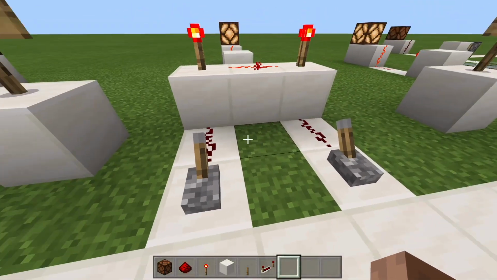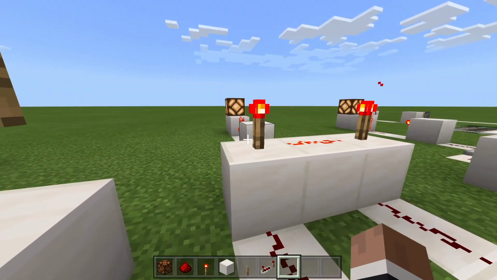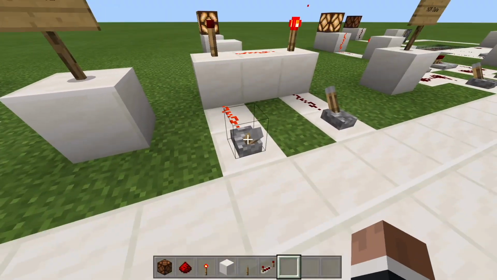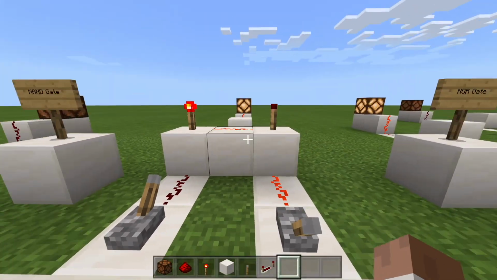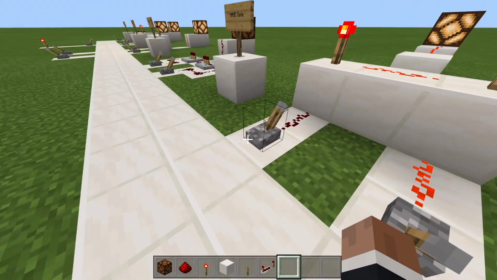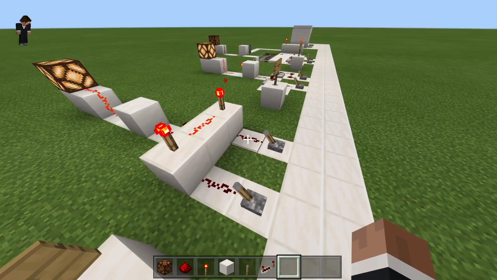As you can see here, both of the inputs are off and it gives an output of 1. If I switch one on, the output's still 1. If I switch the other one on, the output's still 1. But if I switch them both on, the output switches off. So this is how you can build this gate.